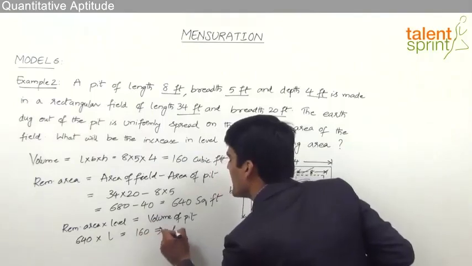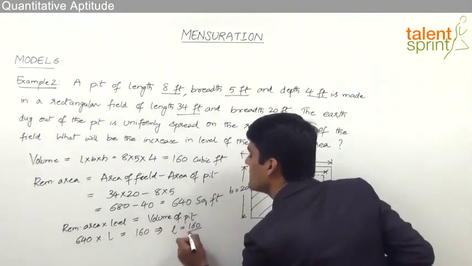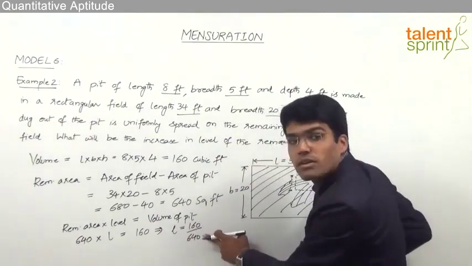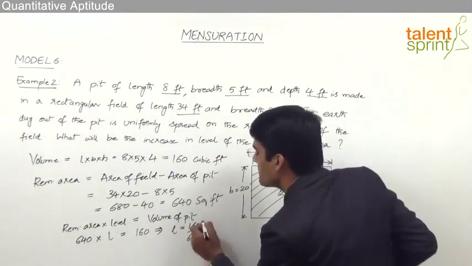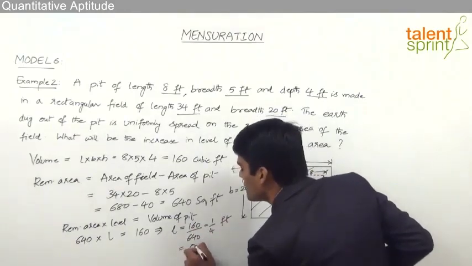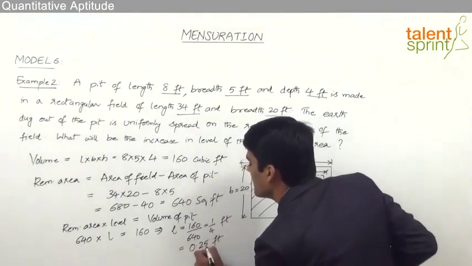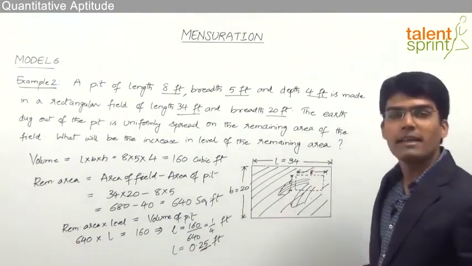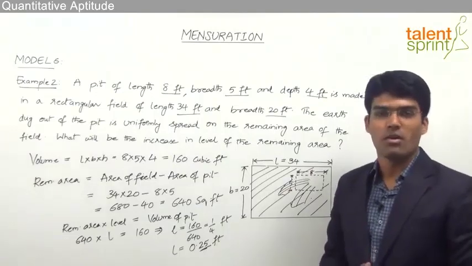So from this we can say that L is equal to 160 by 640. This is 160 cubic feet and this is 640 square feet. So upon simplification we get 1 by 4 feet. 1 by 4 feet is nothing but 0.25 feet. So we can say that the level of the remaining portion will rise by 0.25 feet or 1/4 of a foot.